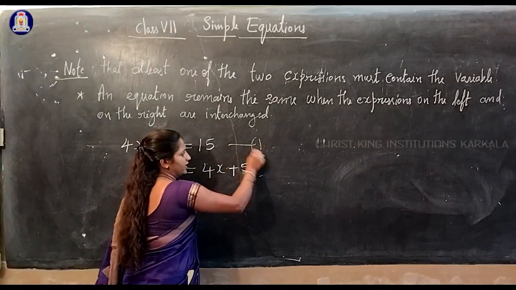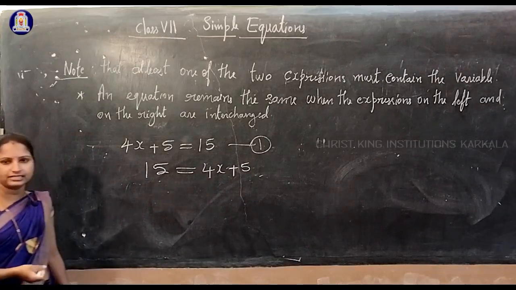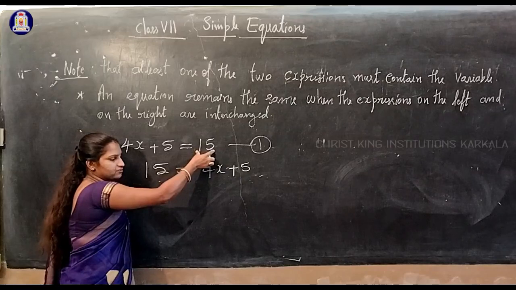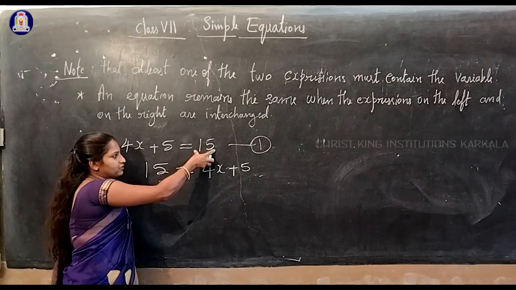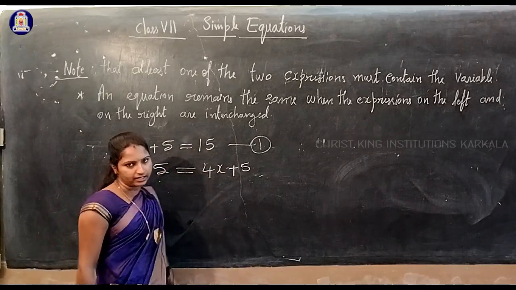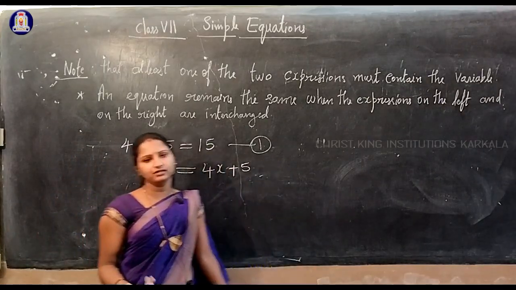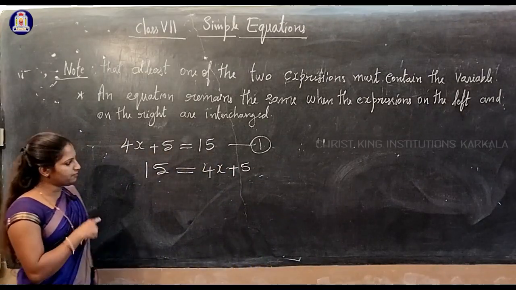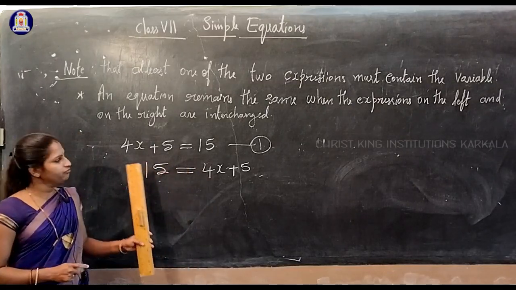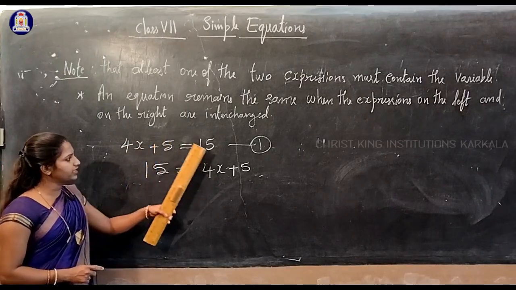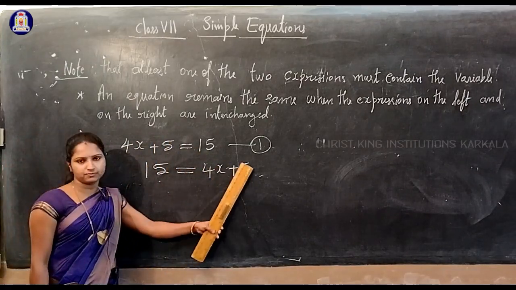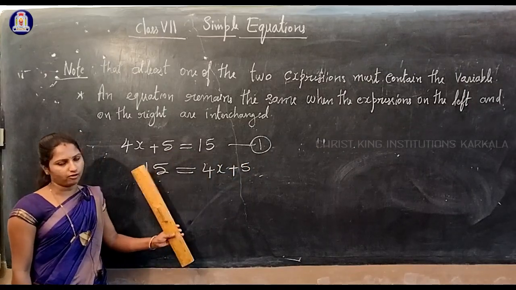In equation 1, see the left hand side and right hand side: 4x plus 5 and here it is 15, right? Now I wrote 15 in the left hand side and 4x plus 5 in the right hand side, but the value remains the same. Clear? That is very important. We can write 4x plus 5 is equal to 15, or we can write 15 is equal to 4x plus 5. Clear? The order is not important.